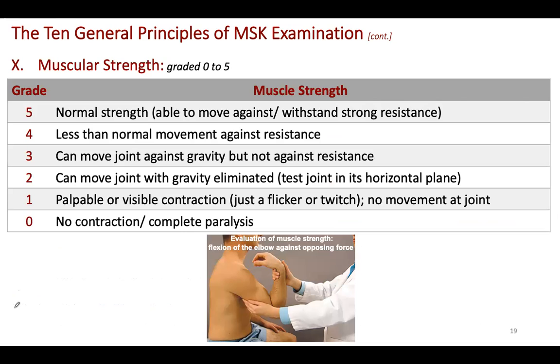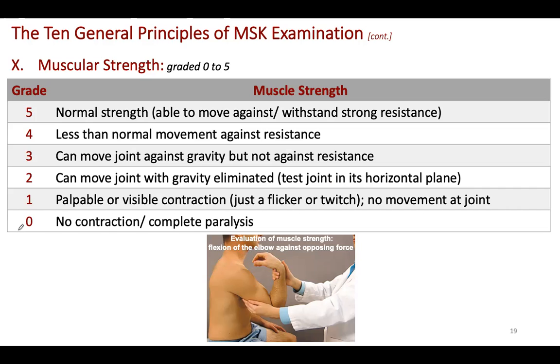Actually, this is the last one. Give grade to the muscular strength. We evaluate the muscle strength by moving the joint against resistance. Ask the patient to extend the elbow as you're resisting this. Ask the patient to flex the elbow as you are opposing this flexion, and give it a grade.